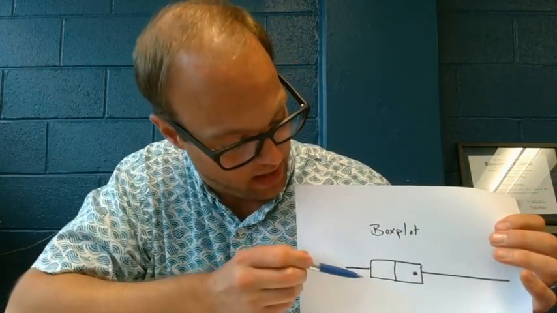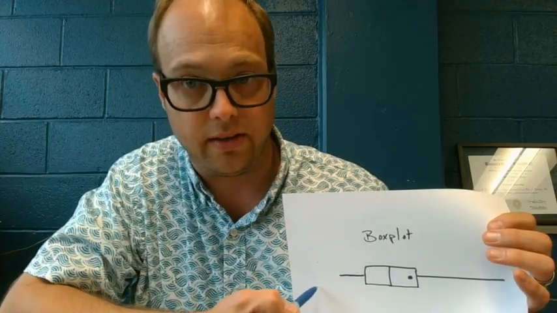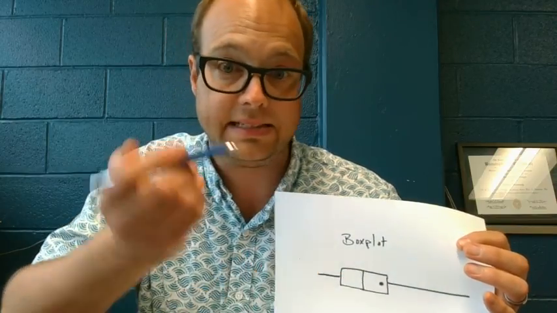which again represents the 25th percentile score. So this score right here would have 25% of the distribution below it, and the 75th percentile score would have 25% of the distribution above it. And then in here in the middle, this middle interquartile range box is the middle 50% of the distribution.